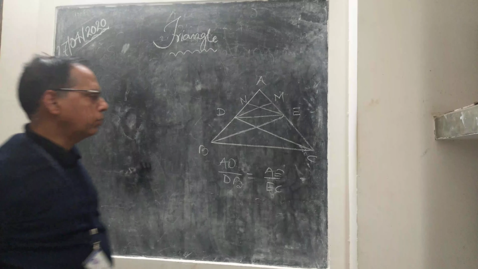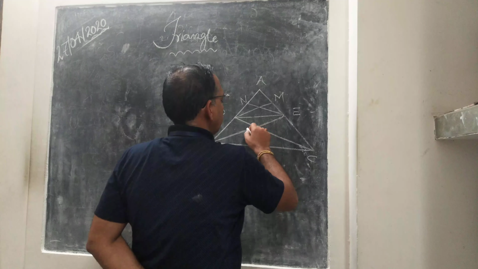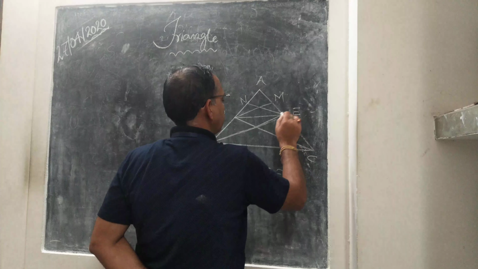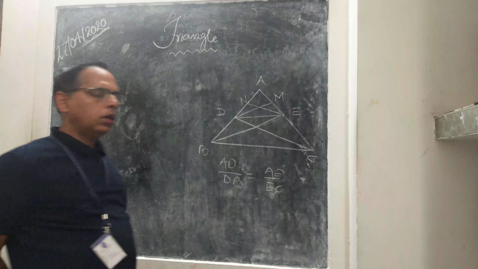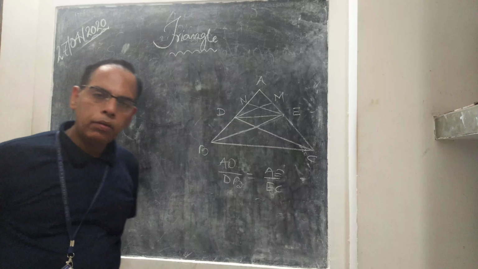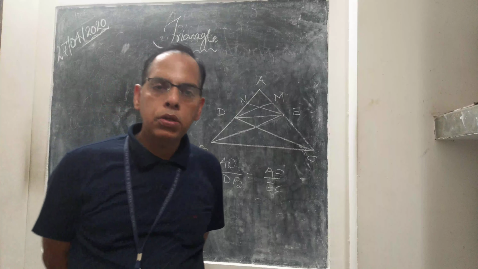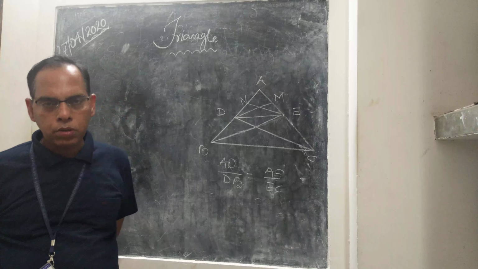Now, first of all, you tell me, what is the formula for the area of a triangle? The area of a triangle is half into base into altitude. Half into base into altitude.